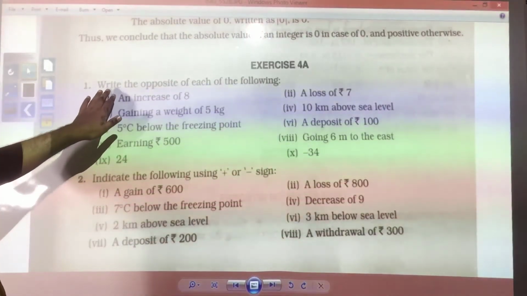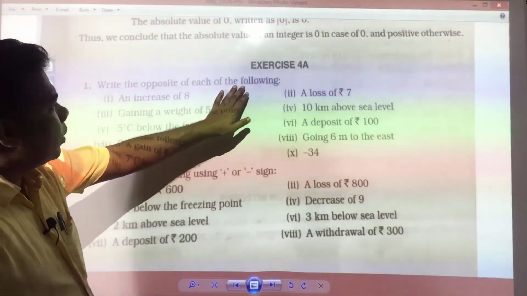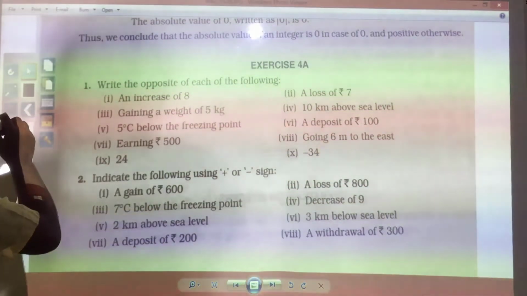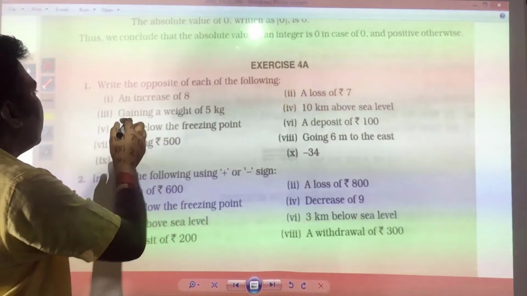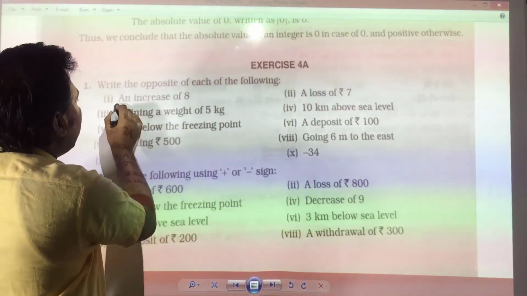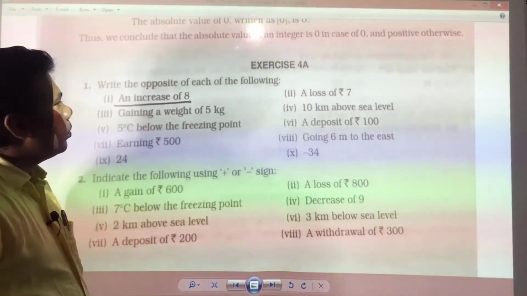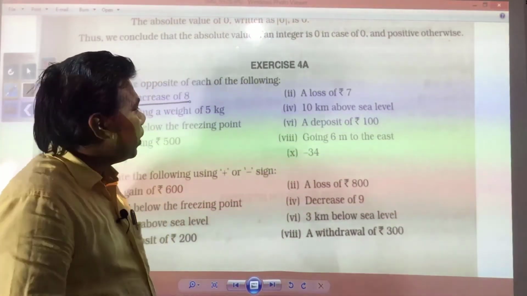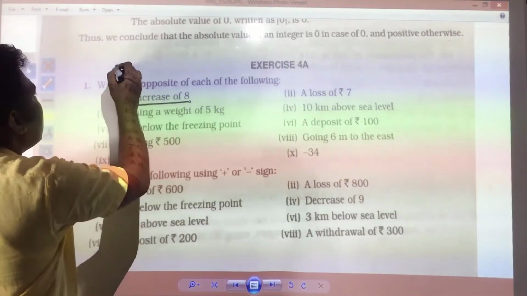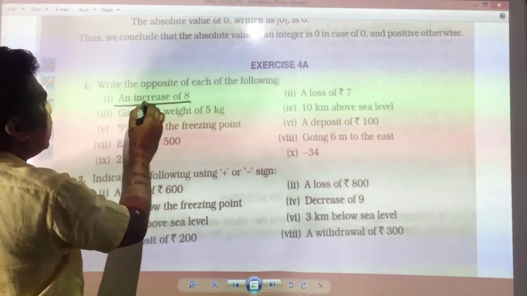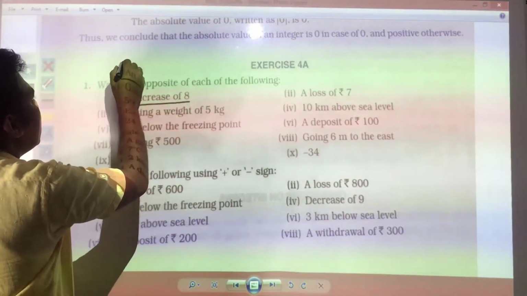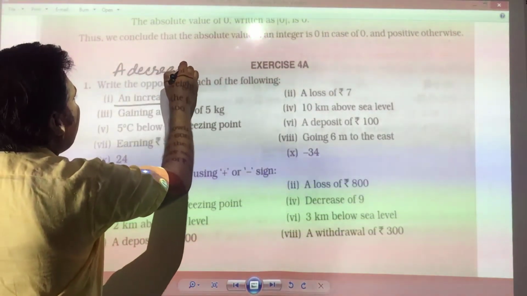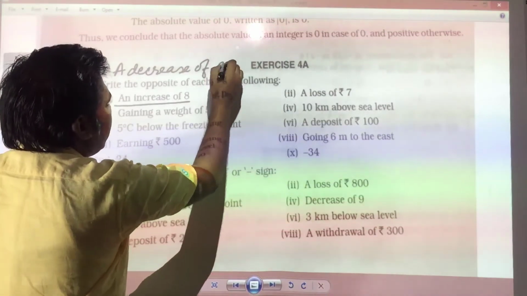First question: write the opposite of each of the following. An increase of 8. Just see, for an increase of 8 you need to write the opposite. So, what can be written? The opposite of an increase of 8 will be a decrease of 8, we can write.